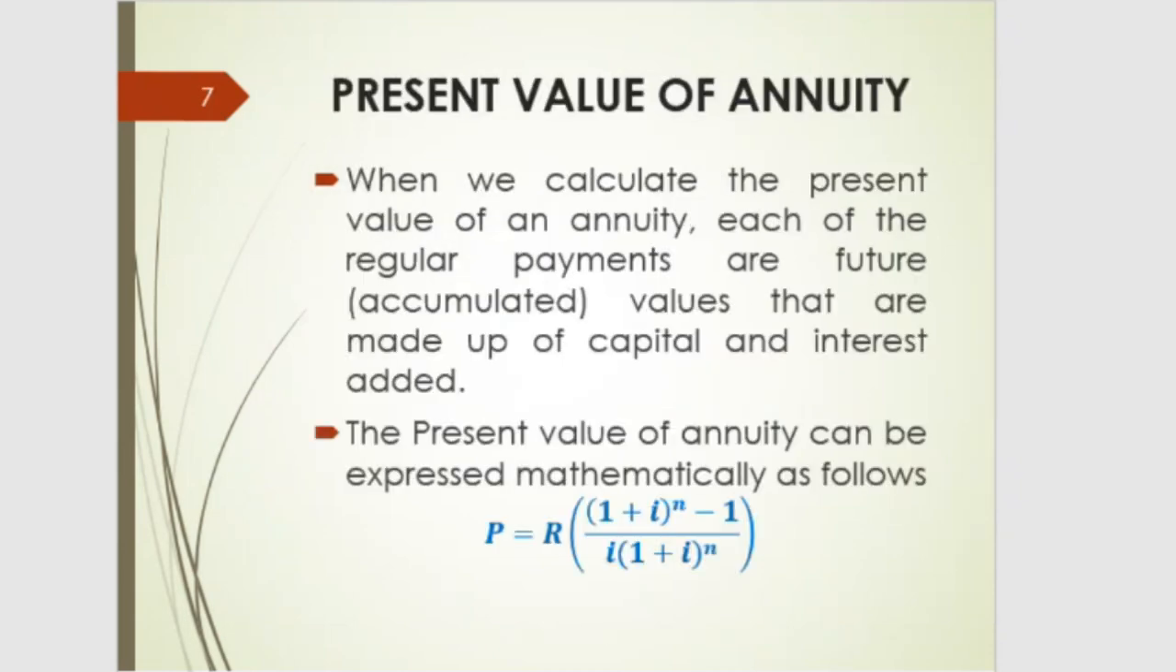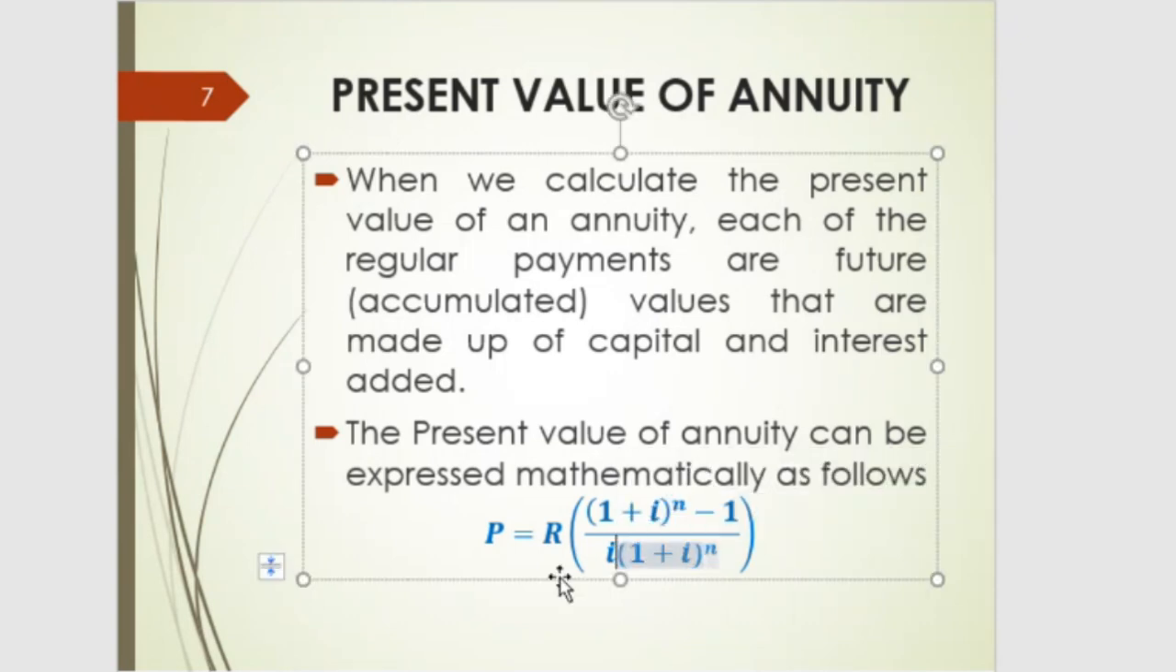That is the formula we use. Now there is also the present value of annuity. When we calculate the present value of annuity, each of the regular payments is like a future value, an accumulated value made up of capital and interest added. You can see that the difference from the first formula for the future value, which has the added interest 1 plus i to the power of n, is that the letter S has changed to the letter P, meaning that this is for the present value.